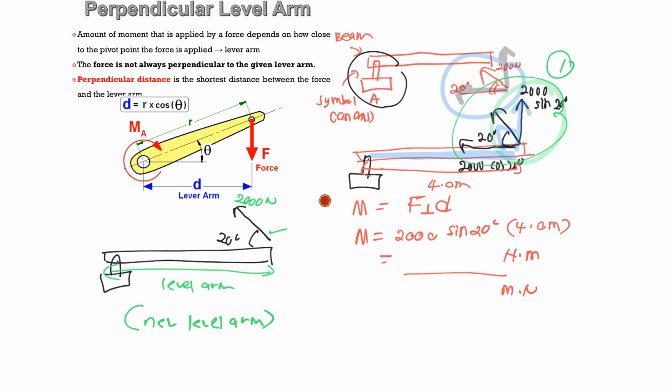Why? Because as you can see, your old lever arm isn't perpendicular to the force. Okay, this one is definitely 20 degrees. You need to find the lever arm that is 90 degrees to the force. So how do we do that?